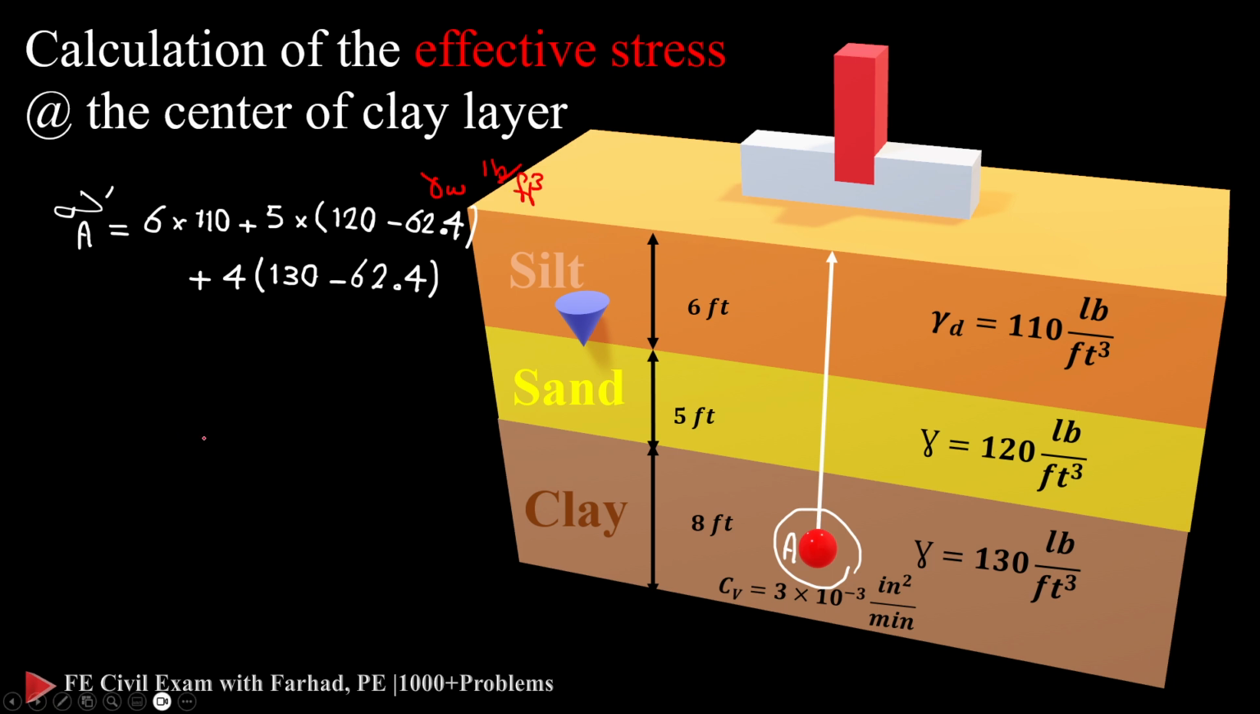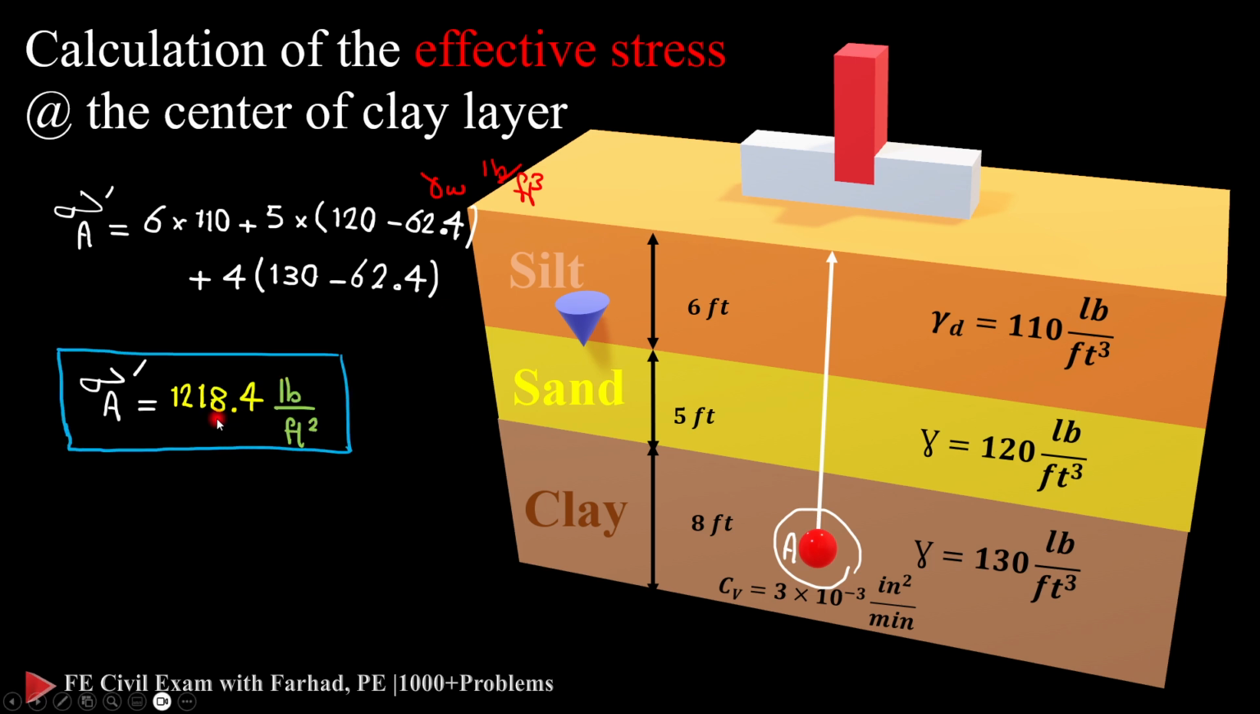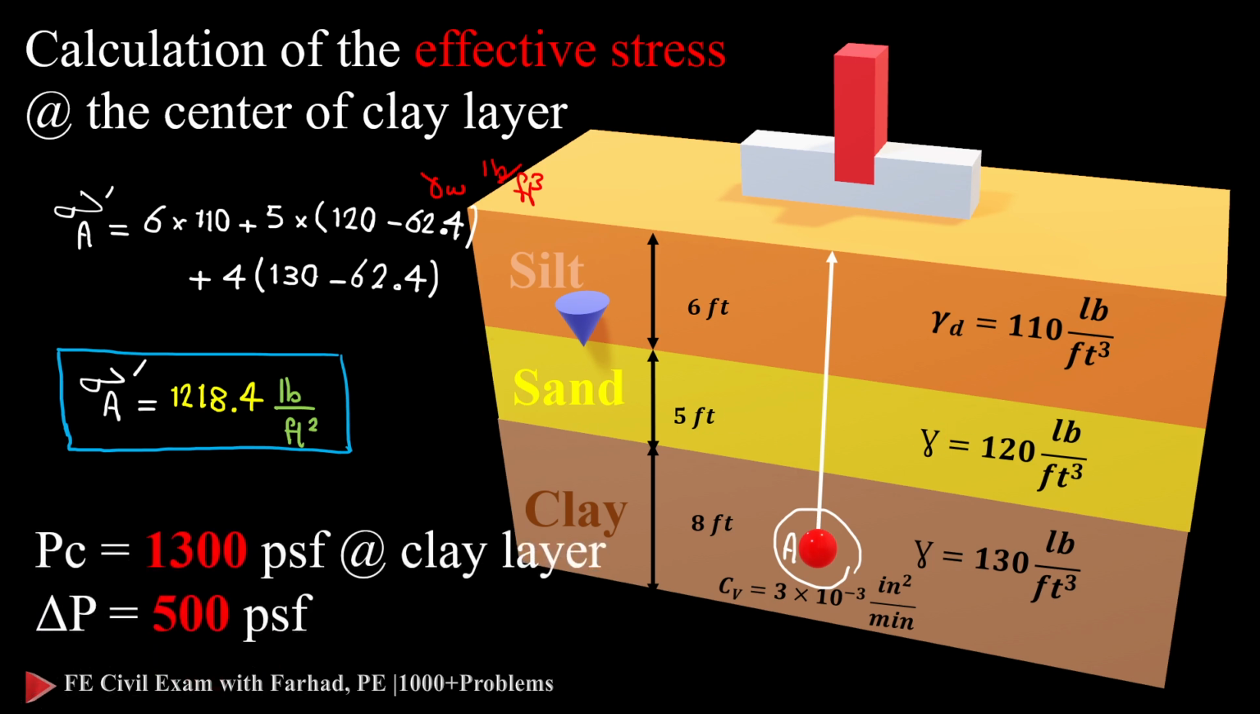And then plus 4 feet at the center of clay times 130, which is gamma saturated, minus gamma water, to get the effective stress at the center of the clay layer. If you do the math, it gives you sigma prime A is 1218.4 pound per square feet. We have the effective stress at the center of the clay layer, and our consolidation pressure is 1300 pound per square feet at the clay layer, and delta P. Consider this sigma prime A as what we call P naught in our formula. So these are all effective stresses.